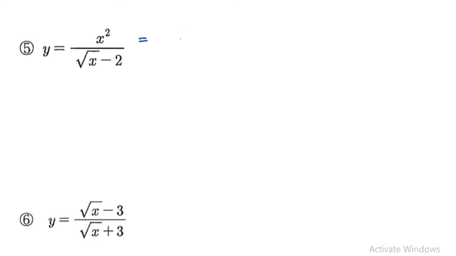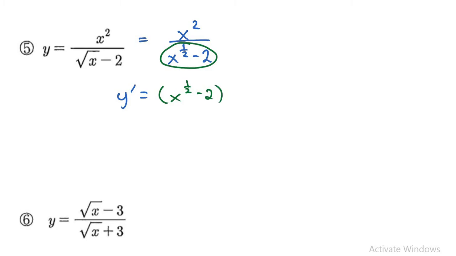If you want, you could rewrite this problem as x squared divided by x to the 1/2 minus 2. Let's take the derivative from that form. If we're taking the derivative, we take the bottom and rewrite that as x to the 1/2 minus 2 times the derivative of the top, and the derivative of the numerator is just going to be 2x.